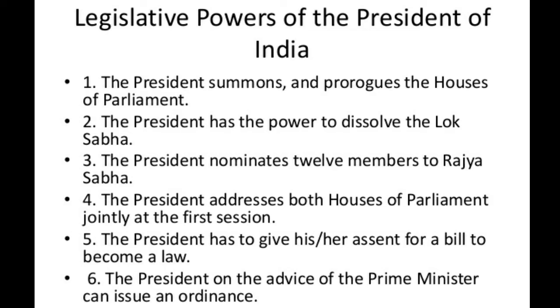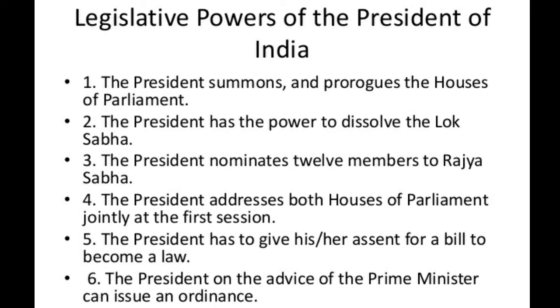But if the bill is passed by the Parliament again, it is mandatory or compulsory for the President to give his or her assent to it. Fourth, he or she nominates 2 Anglo-Indian members to Lok Sabha and 12 members to Rajya Sabha. In one point also, these two you can write.